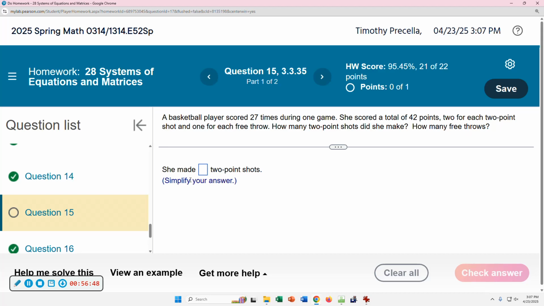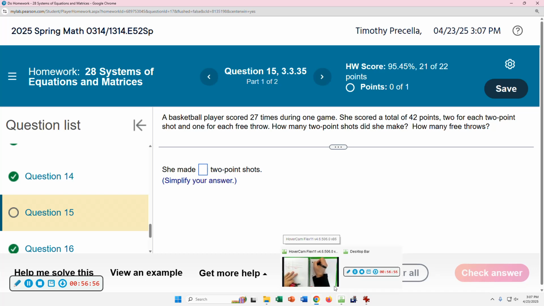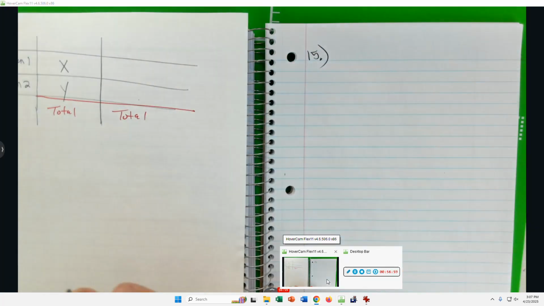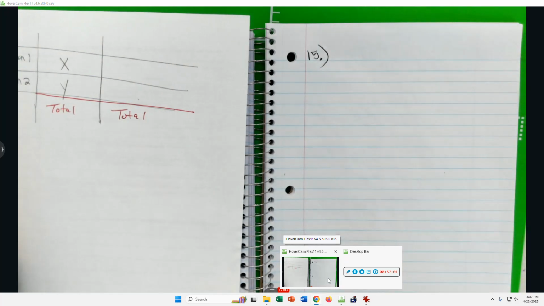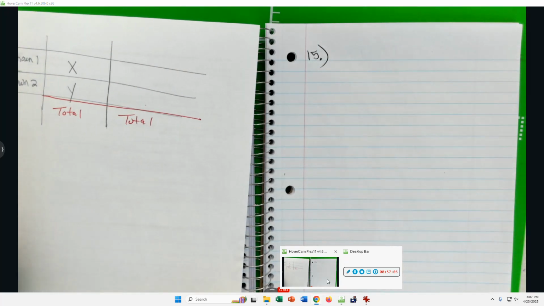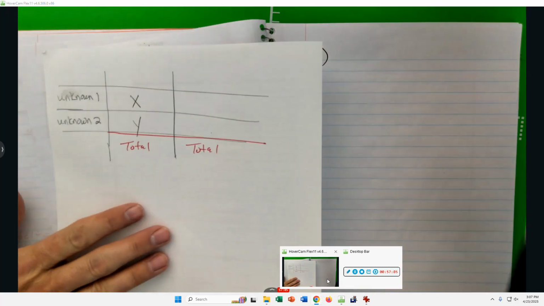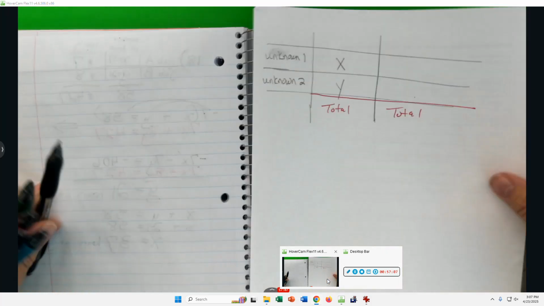You're standing at the little line with your free throw, so they're only worth 1 point. I can speak with great knowledge of basketball from my time playing in middle school, yes. So what are the two unknowns? We need to know our unknowns.